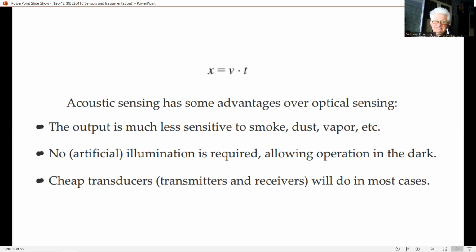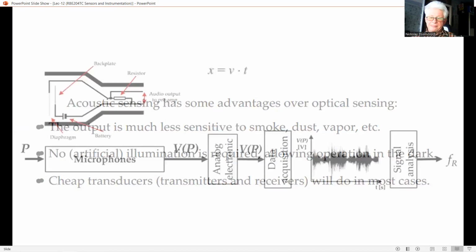Acoustic sensing has some advantages over optical sensing. The output is much less sensitive to smoke, dust, vapor, etc. No artificial illumination is required, allowing operation in the dark. And cheap transducers, transmitters, and receivers will do in most cases.